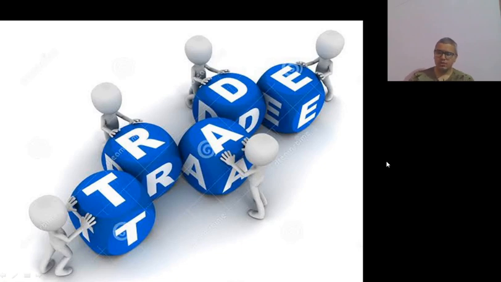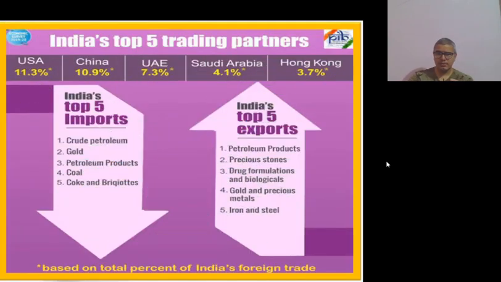So this figure will make it clear how India trades with other countries. India imports crude petroleum, gold, and petroleum products. These are the major imports of India. Coal. Now you might see that India is a very high producer of coal, but the type of coal found in India is of poor quality.